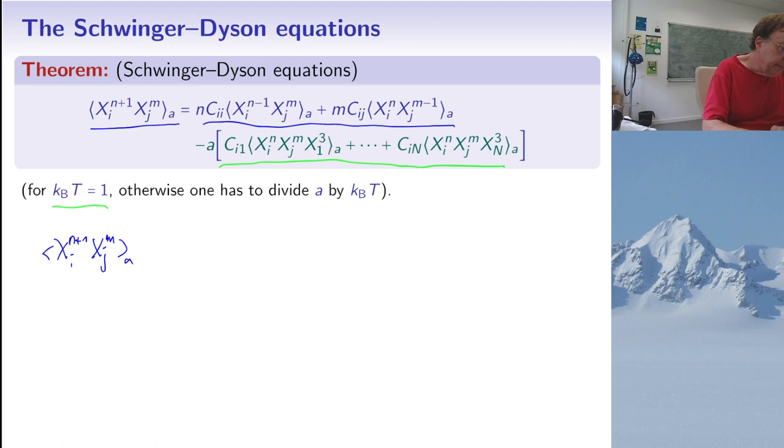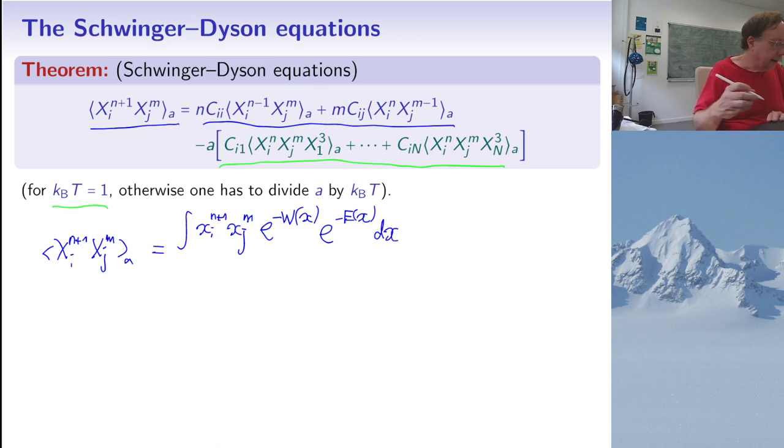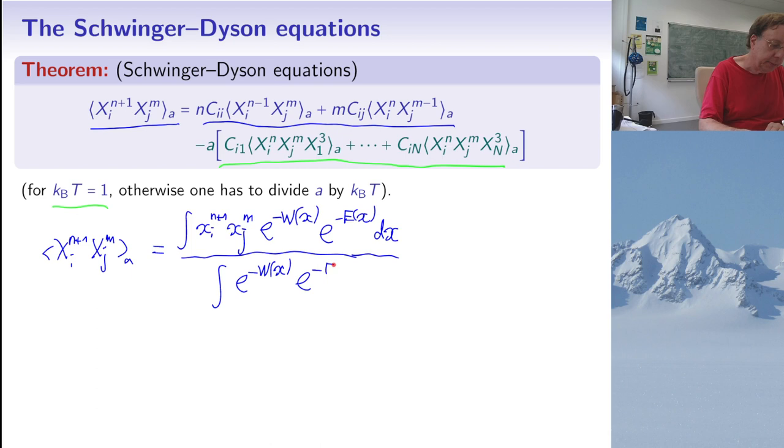So what gives me this expectation? Well, it is given by an integral where I put x_i to the n plus 1, x_j to the m, and then I have to put the new energy, but I can write it as a coupling part, the new part, and the old part. And then I have to divide by the same expression without the powers of x. So I have exponential minus W, exponential minus E.